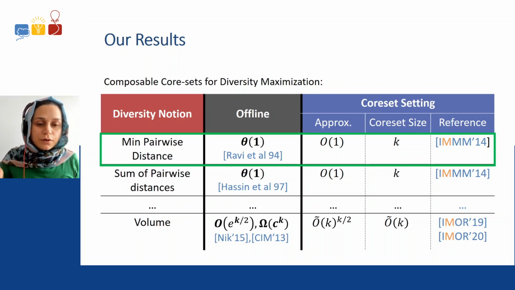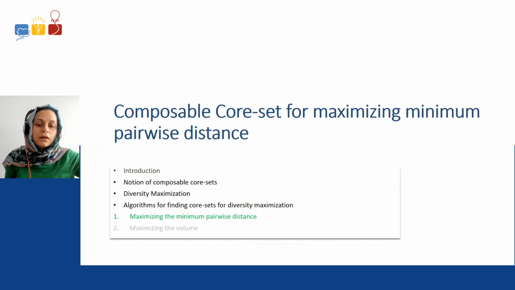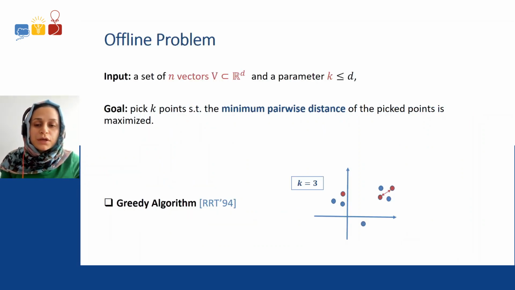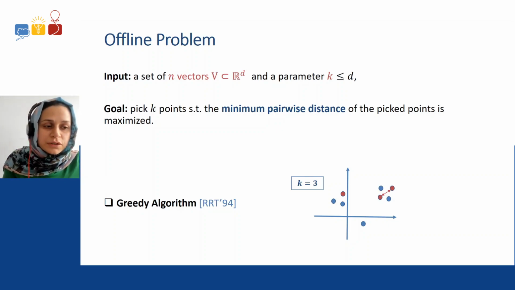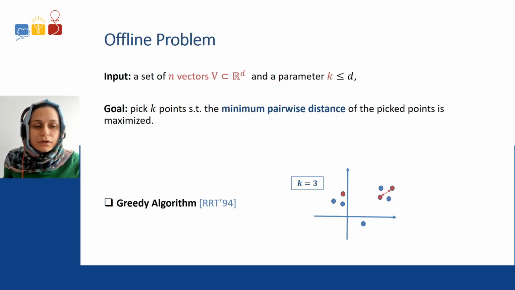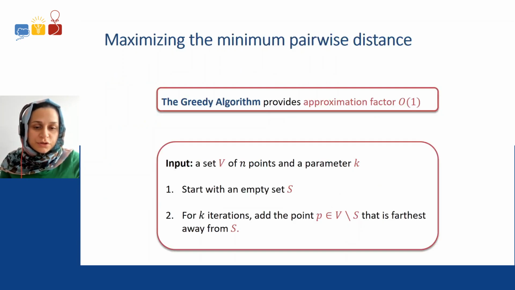So first, let me tell you about our algorithm for getting a composable coreset for the minimum pairwise distance notion of diversity. Okay, so first let's focus on the offline problem. So here, as I said, we have a set of n points and a parameter k. The goal is to pick a subset of size k whose minimum pairwise distance is maximized. Okay, as I said, we know that a greedy algorithm achieves a constant factor approximation for this problem. So let's see what a greedy algorithm is and how we can prove this approximation factor.